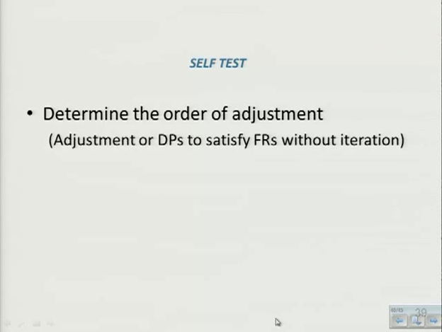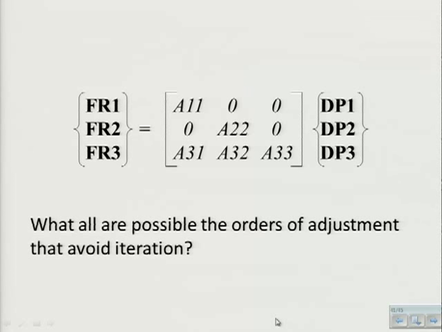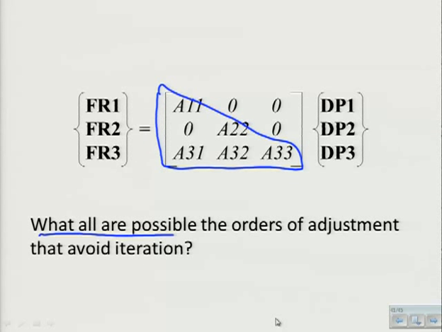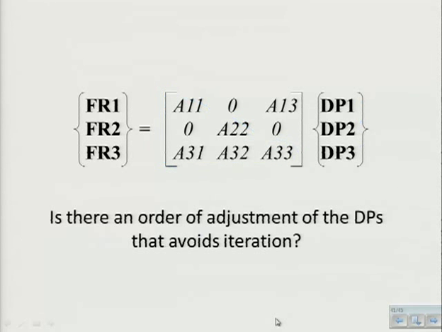All right, so here's a self-test you can do. There are now several of these matrices, and you can go through and do the order of adjustment. Now, in this case, it's already a lower triangular, and the question is, what are all of the possible orders of adjustment that could avoid iteration? So 1, 2, 3 is not the only one that works. We just looked at a problem like that. So there's a few here that you can go through and take a look at.